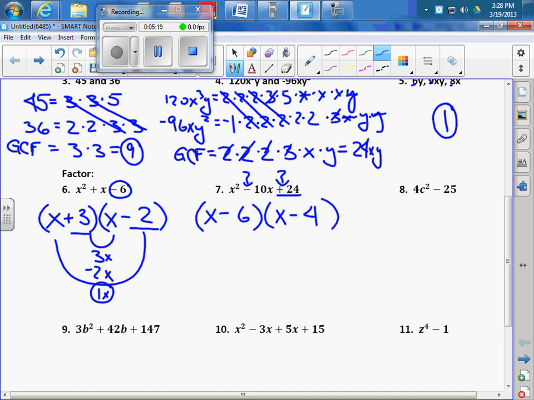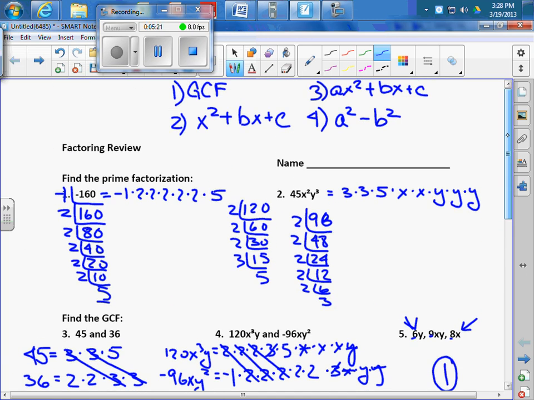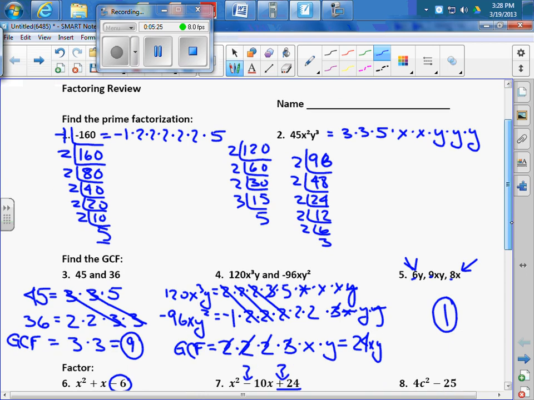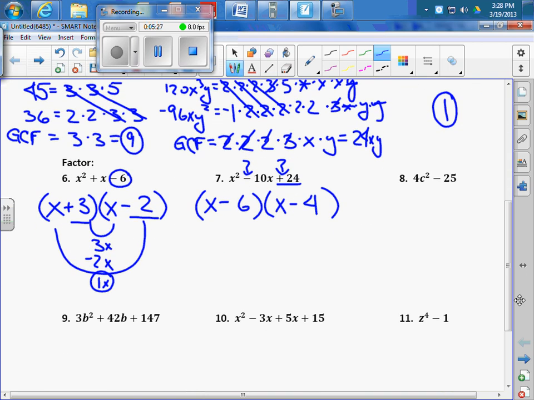4c squared minus 25, what does that fit under up here? 1, 2, 3, or 4? Well, it's a difference of two squares, number 4. But is there a GCF first? No, there's not. Break it up into the two parentheses. The square root of 4c squared is 2c, so I put it here and here. The square root of 25 is 5, so you put that here and here. 1's plus and 1's minus.